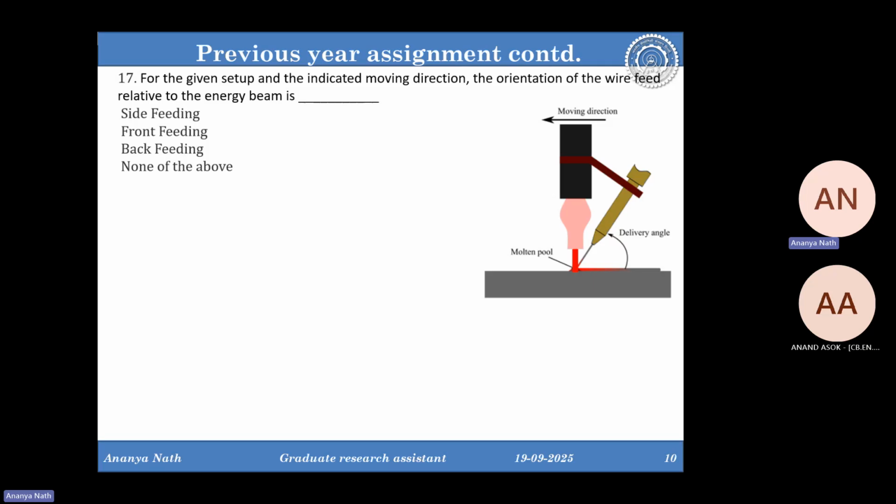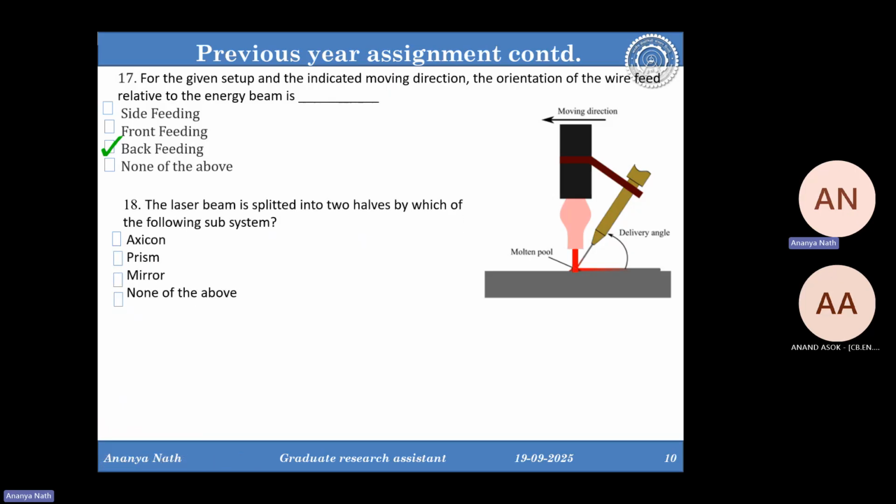For a given setup and the indicated moving direction, the orientation of wire feed is basically back feeding. The laser is at the front, so the wire is coming at the back. So back feeding. The laser beam is split into two halves. Which of the following? It's the prism.